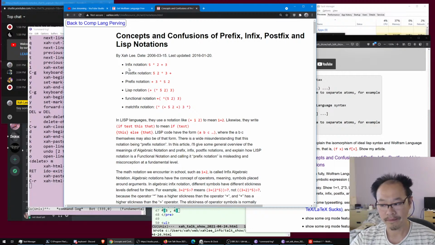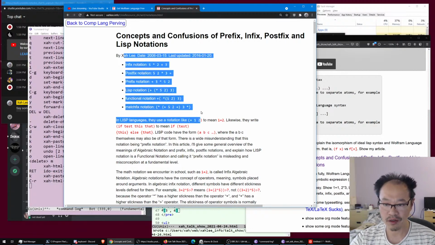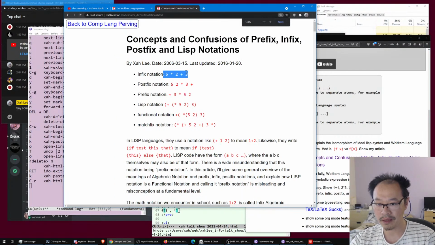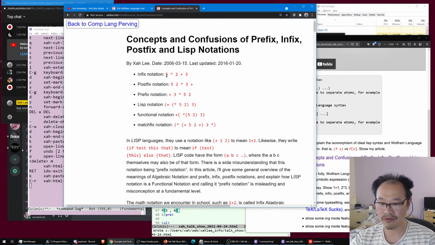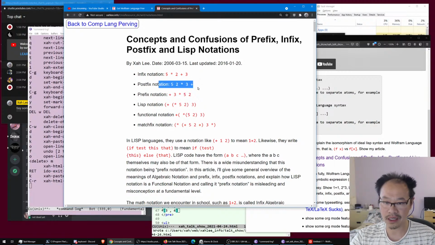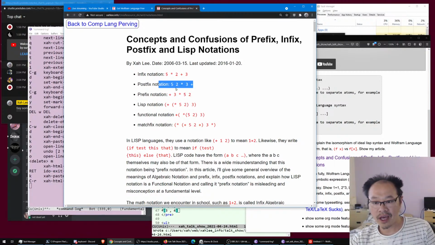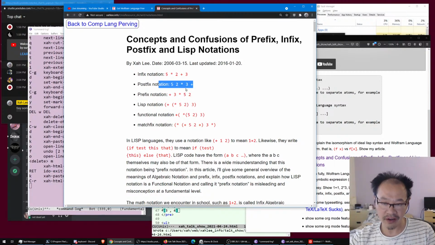Let me quickly go over these notations. So infix notation looks like that. This is your typical arithmetic, traditional normal math notation, 5 times 2 plus 3. Then you have postfix notation. This is actually a Polish postfix. So you say 5, 2, multiply. That means 5 times 2. Then you say 3, then you say plus. That means add whatever previous 2 items.